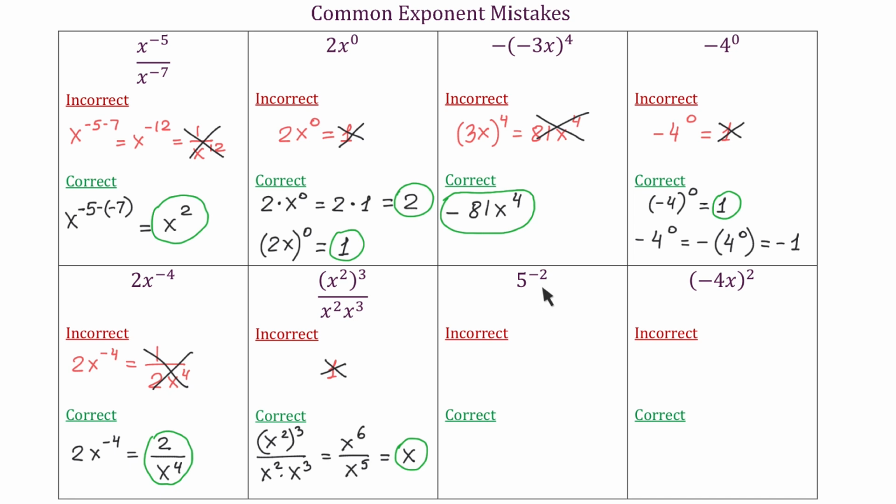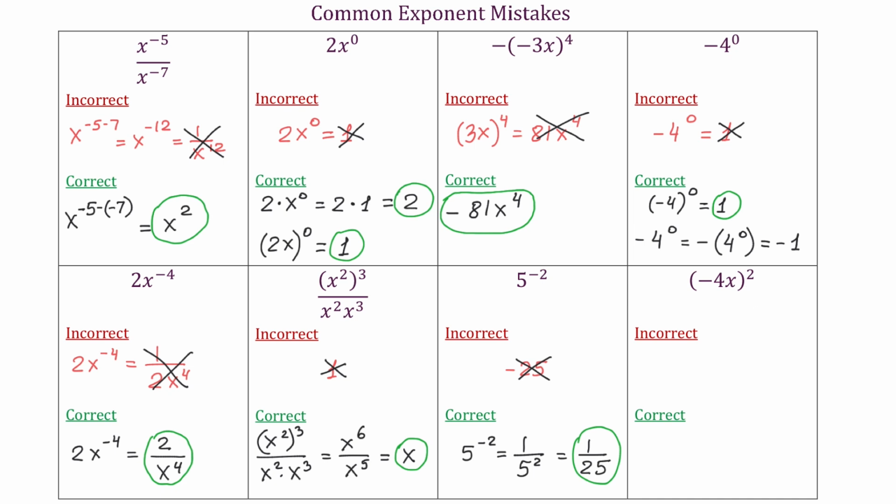If one of these numbers is negative, then the result must be negative. So then, 5 to the negative 2nd power must be negative 25. But this answer is incorrect. Instead, 5 to the negative 2nd power equals 1 over 5 to the 2nd power, and this makes 1 over 25. And now in the last question, we have negative 4x to the 2nd power.